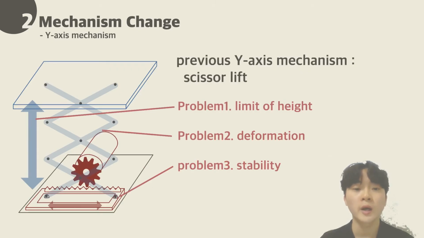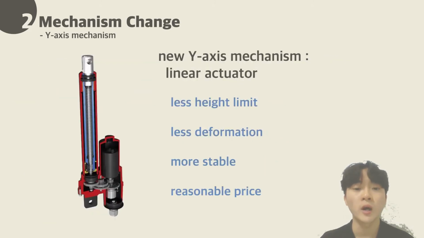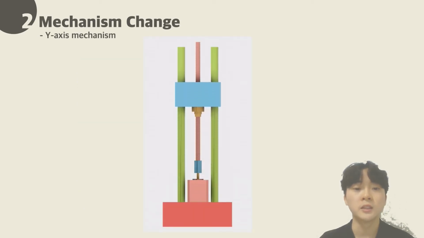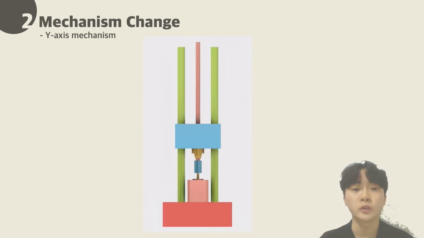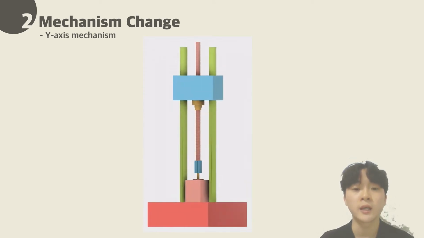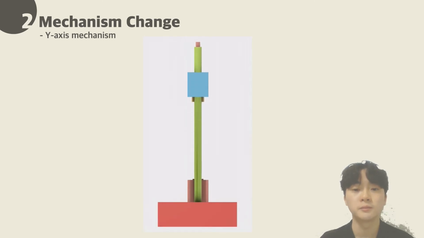Next, the previous y-axis mechanism, the scissor lift, will be changed because of limits of height, deformation, and stability. The new mechanism of the y-axis is the linear actuator. This is suitable for WorldOjet for the following reasons: less height limit, less deformation, better stability, and reasonable price. Let's see the linear actuator animation. The motor and gear rotate the lead screw in place and it becomes longer as the engaged nut moves.